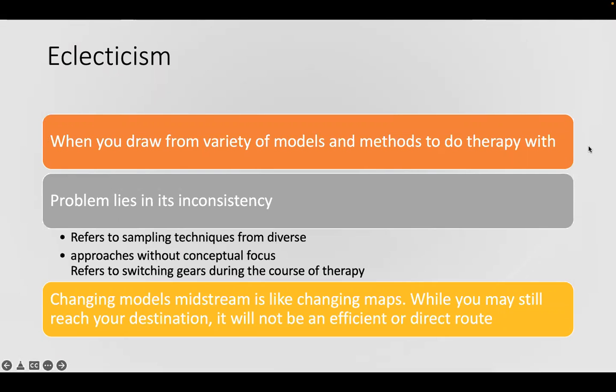So eclecticism, when you draw from a variety, the problem lies in inconsistency. It's like sampling techniques from diverse approaches without a conceptual focus. And then you can kind of change models midstream. It's kind of like changing maps when you're going somewhere. You probably will still get to the destination, but it's not really effective. It's not the best route. So I'm not a fan of eclecticism.